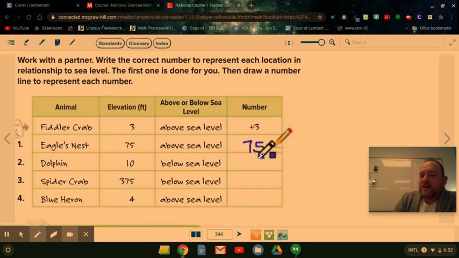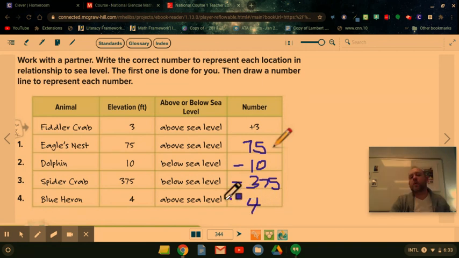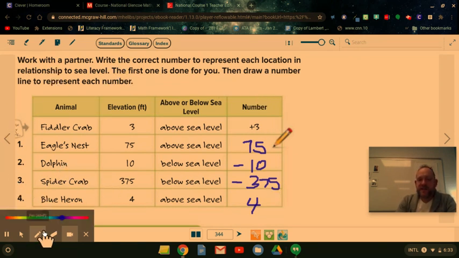A dolphin, 10 feet below sea level. So our elevation is 10 feet, but that is below sea level, so it would be -10. Again, a spider crab is 375 feet below sea level, so I'd have my 375. But again, that is below sea level, so I would use a negative sign. And last but not least, the blue heron, he's above sea level by 4 feet. So we do +4 or 4. Either of those would work. So here would be the values for each of these.